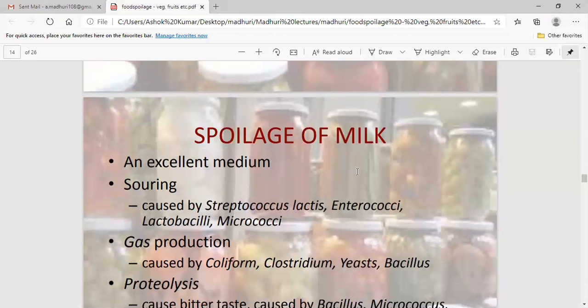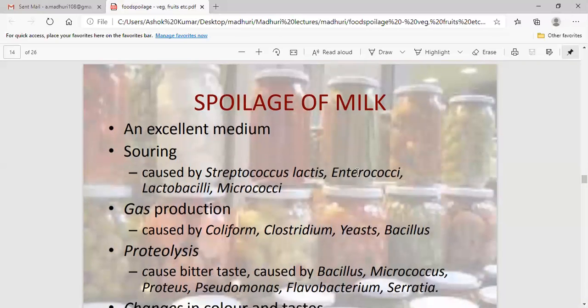Next is spoilage of milk. This is one of the highly perishable foods we know, because at our home we can see that if we boil the milk in the morning, and if we forget to boil it in the evening, it will be spoiled. So it requires more care, otherwise it will be spoiled very easily. Because milk has all the nutrients, it serves as an excellent medium for the growth of microorganisms.